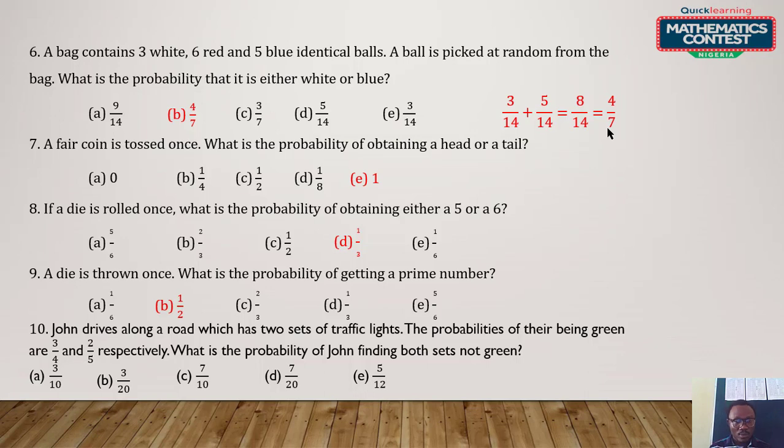Now look at this question. John drives along a road which has 2 sets of traffic lights. The probabilities of their being green are 3/4 and 2/5 respectively. What is the probability of John finding both sets not green? Okay, let me give you 2 minutes to solve this problem. I added the solution. So 2 minutes, your time starts now.